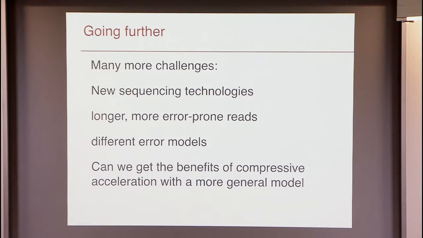And the compressive acceleration I mentioned, we've still really only looked at for search, and I'm considering read mapping as still a form of search. If you're doing alignment, you're doing search of a form. So can we get some of those benefits with a more general model? So, thanks.